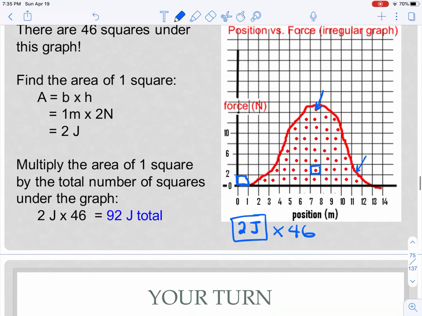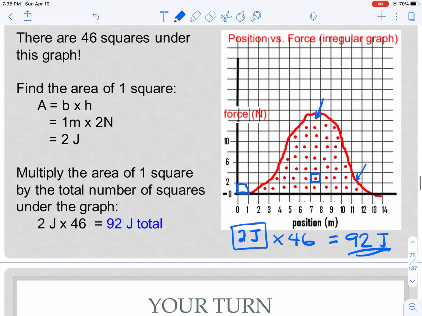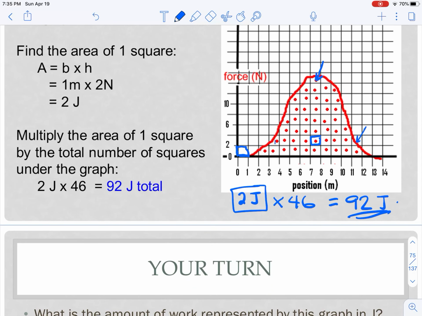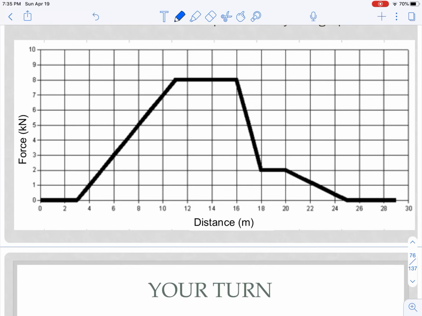We count 46 boxes or squares on the graph that are significant, and they have more than half or all of it under the line. And in this case, you would multiply the 2 joules by 46 boxes in total, and we're estimating around 92 joules of work was done. And of course, these are irregular, and so it's more or less realized and accepted that this is kind of an approximation. You're doing your best to figure out the total area underneath a curved line.